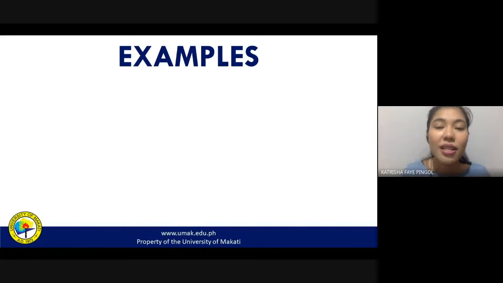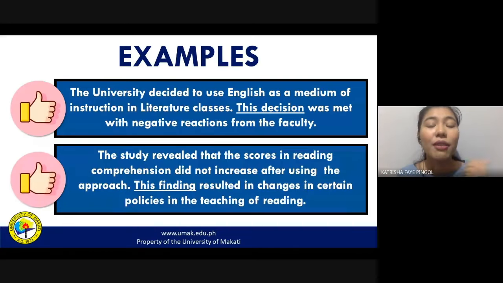So this is an example just to make things clear. The university decided to use English as a medium of instruction in literature classes. So instead of referring to that particular thing, you can simply use: this decision was met with negative reactions from the faculty. So this decision refers to your catch-all phrase, and decision was your catch-all noun.